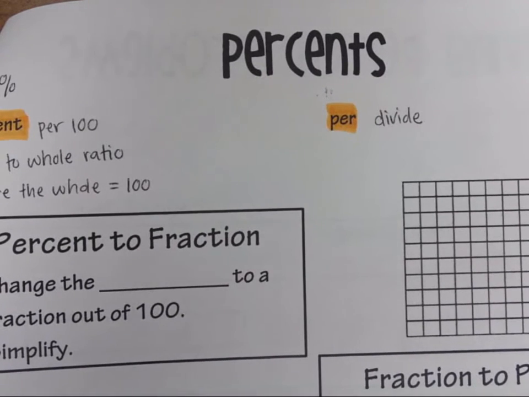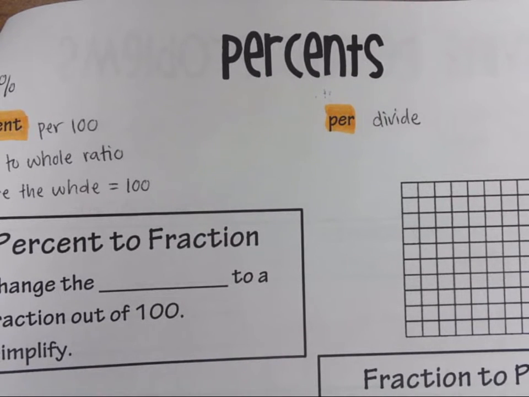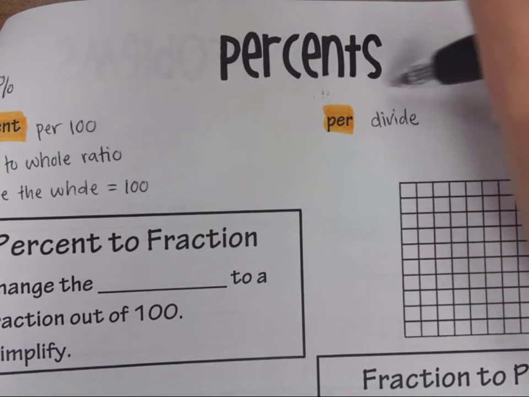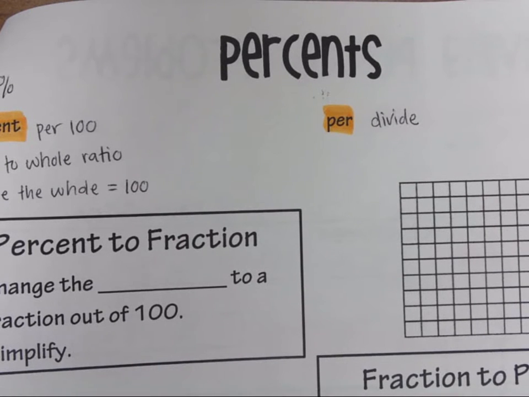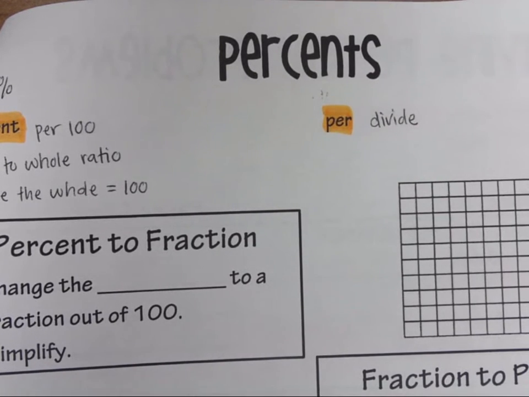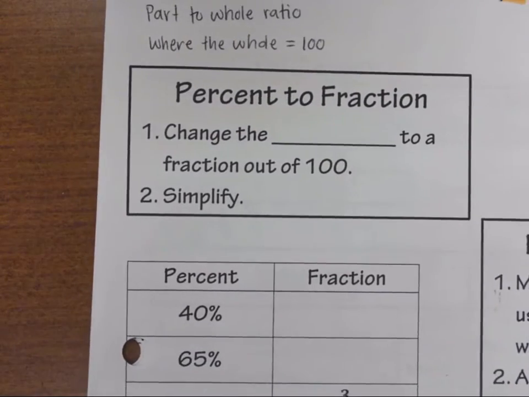Our next word is per, which means to divide. We've heard that one before. When we did our unit rates, we had miles per hour. Per means to divide. Okay, so let's start looking at these.